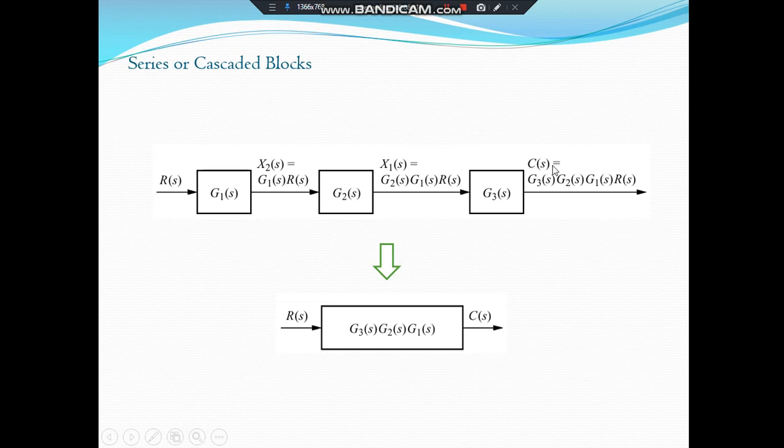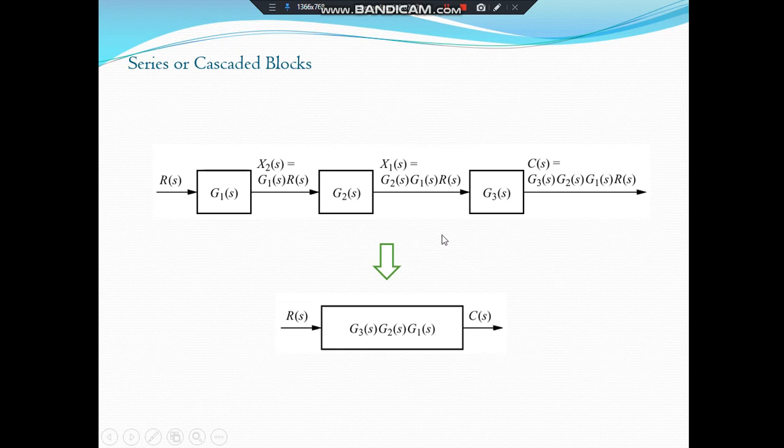Similarly, what will be the C of S? C of S, as you know, is our output. C of S will be equal to the input of G3 of S, the third subsystem, and the transfer function of that subsystem. So C of S will become G3 of S, G2 of S, G1 of S, and R of S.